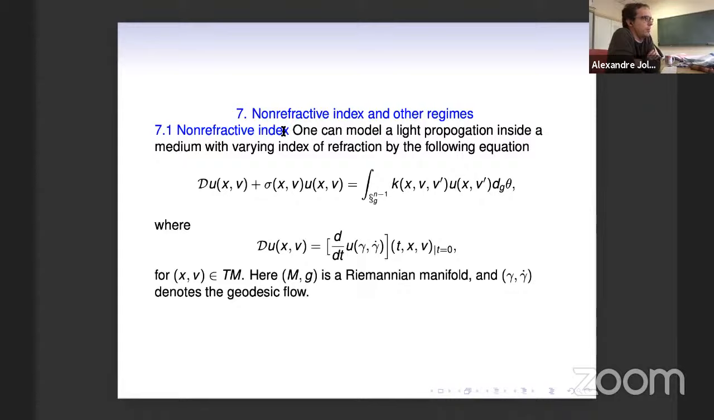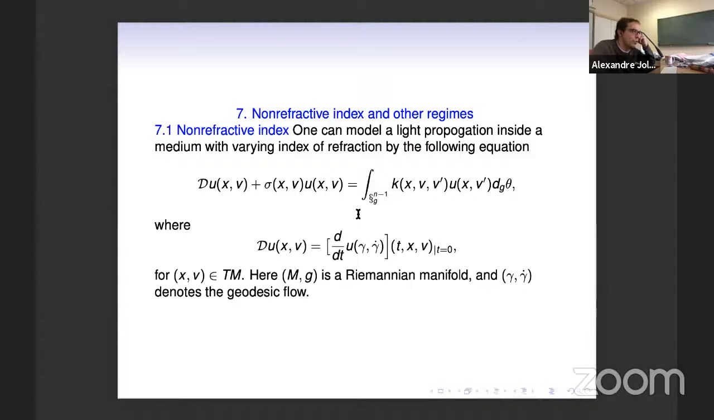When you have a medium with non-constant refractive index, then light propagation is better modeled by a transport equation on a Riemannian manifold. Here, our domain X is now a Riemannian manifold M endowed with a Riemannian metric G, where G stands for the refractive index. And our operator V·grad_X U is replaced by the derivative of U along the geodesic flow of M_G.